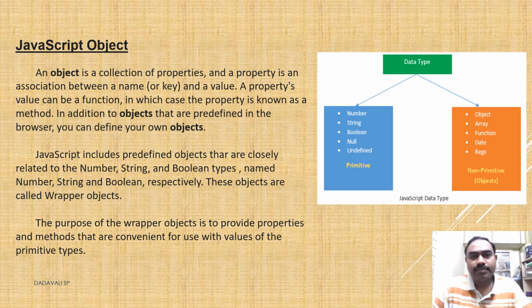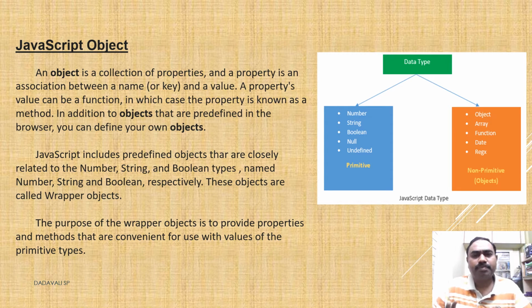A JavaScript object is a collection of properties. A property is an association between a name and a value. A property value may be a function, called a method. In addition to the objects predefined in the browsers, you can define your own objects.